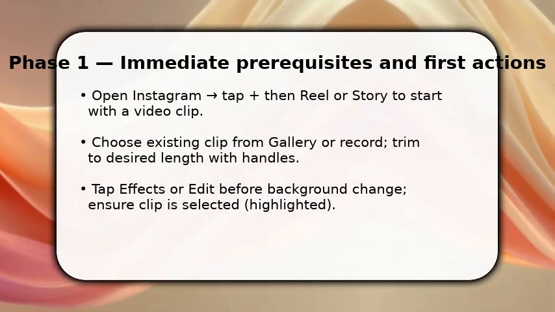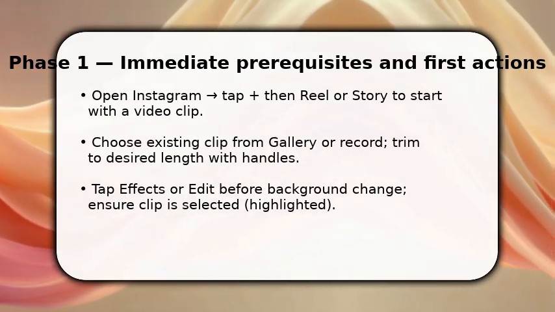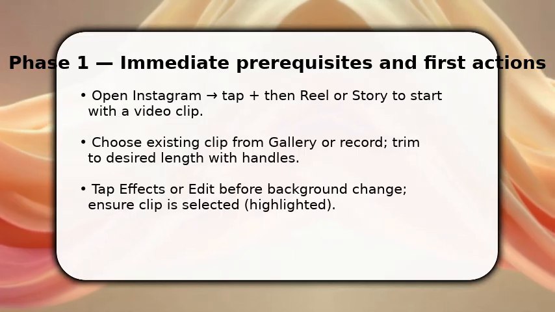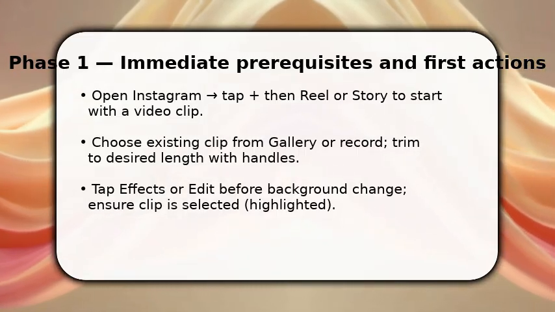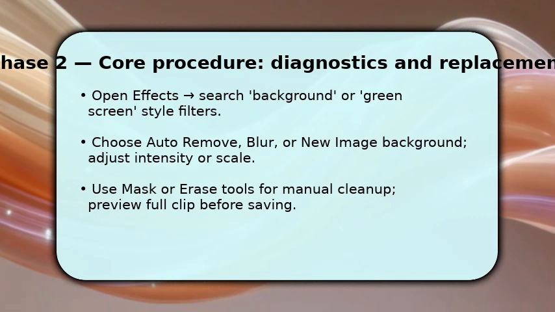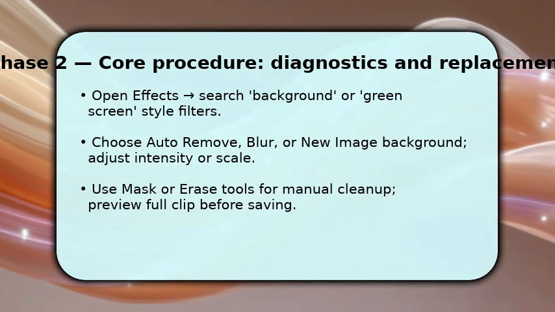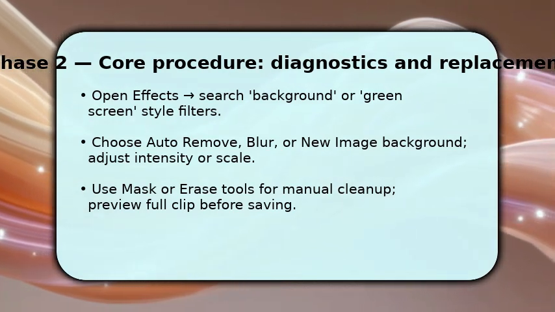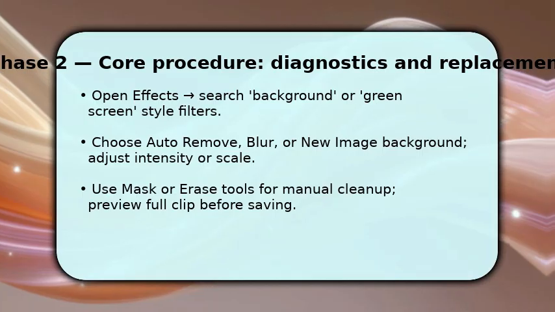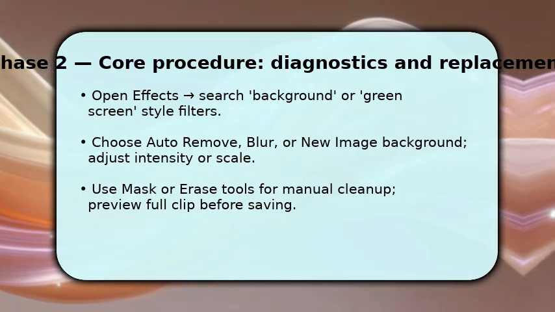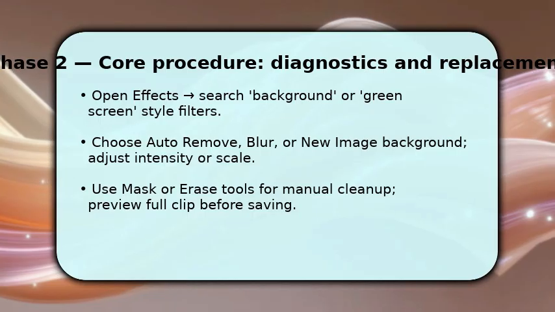Tap Edit or Effects now. You need the clip active for next steps because Instagram applies new backgrounds only to the selected media. Once the clip is active, tap Effects and search for background, green screen, or removal filters. These automate replacement. Choose Auto Remove to detect subject or select Blur if you want depth.